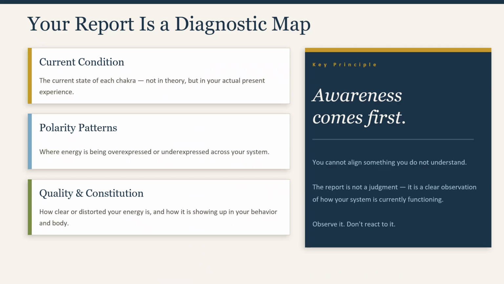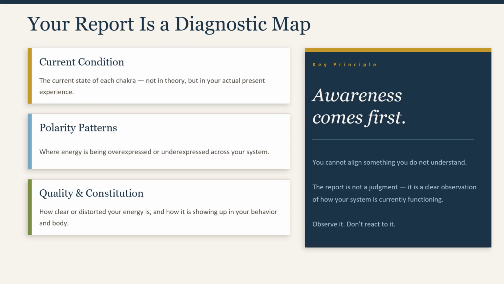Now that you understand how the chakra system is structured and how it's evaluated, let's talk about how to interpret your energy report. Your report is a reflection of three things. First, the current condition of each chakra. It shows how each energy center is functioning right now, not in theory, but in your actual present state. Second, it shows any imbalances in polarity, whether energy is being overexpressed or underexpressed. Third, it shows the quality and constitution of that energy, how clear or distorted it is, and how it is showing up in your system.